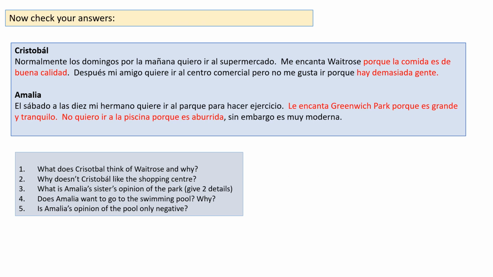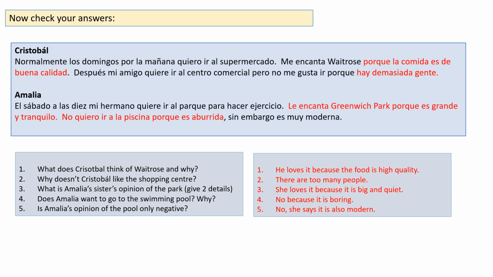Okay, let's go through your answers. So, what does Christopher think of the waitress and why? And notice that I have also highlighted in red where you need to be looking in the reading text above. So, here are your answers. And number 1, he loves it because the food is high quality. So here it says, porque la comida es de buena calidad. So of course, la comida being food and buena calidad meaning high quality.